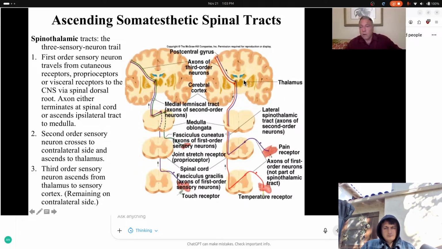So stuff that's just kind of chronically going on all the time, you tune it out, right? It's stimulating your sensors, but your brain doesn't need to know. The thalamus makes that decision. It's like, nah, we don't need to know that.